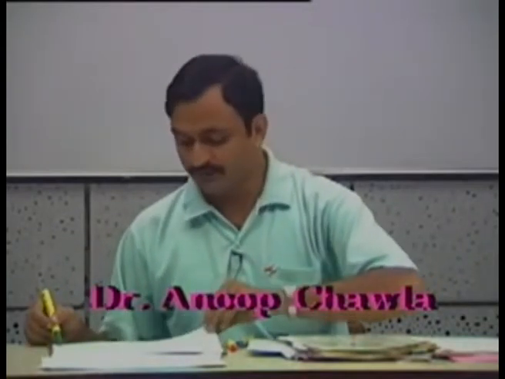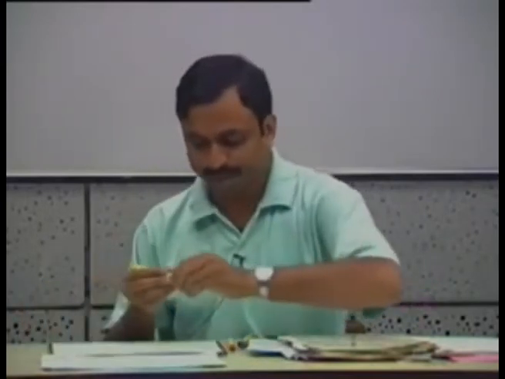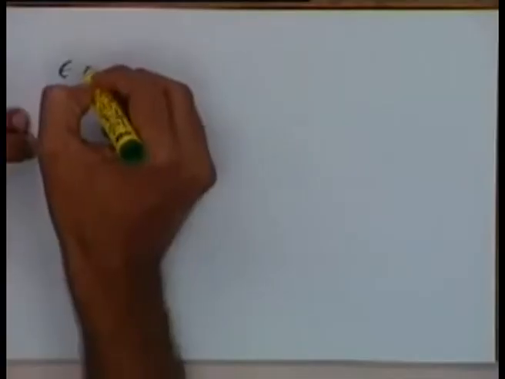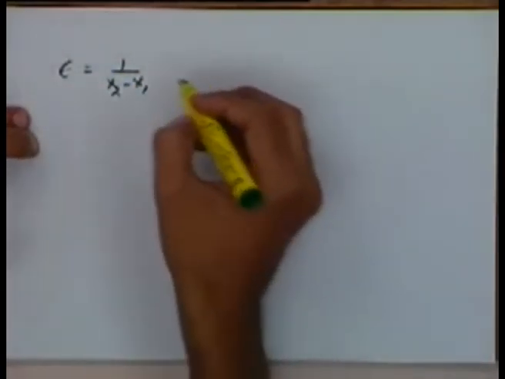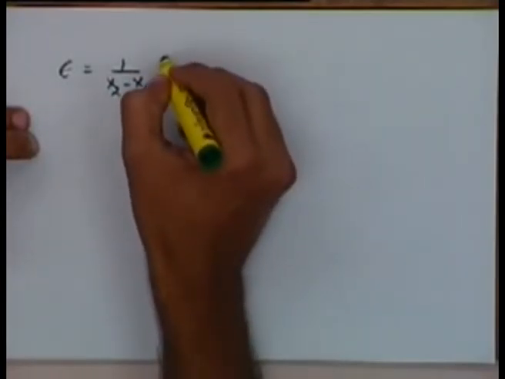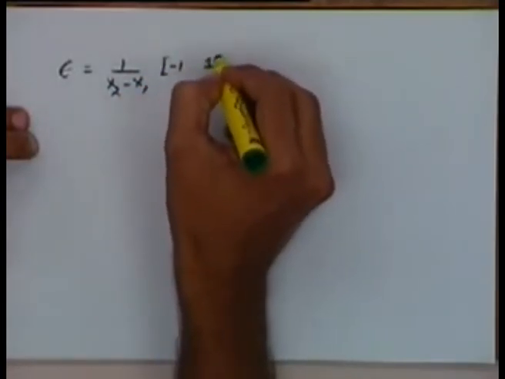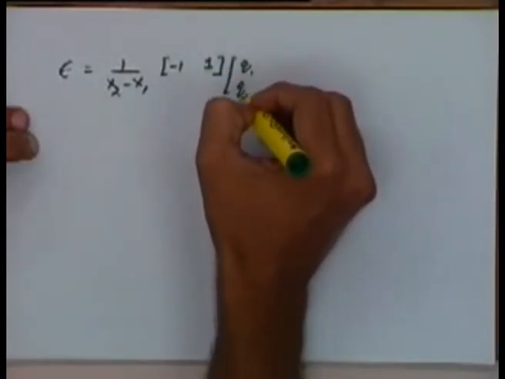So now this is my expression for epsilon. I will rewrite this expression. Epsilon is equal to 1 over x2 minus x1 multiplied by q2 minus q1, or I will put it in vector form as minus 1 1 multiplied by q1 q2.